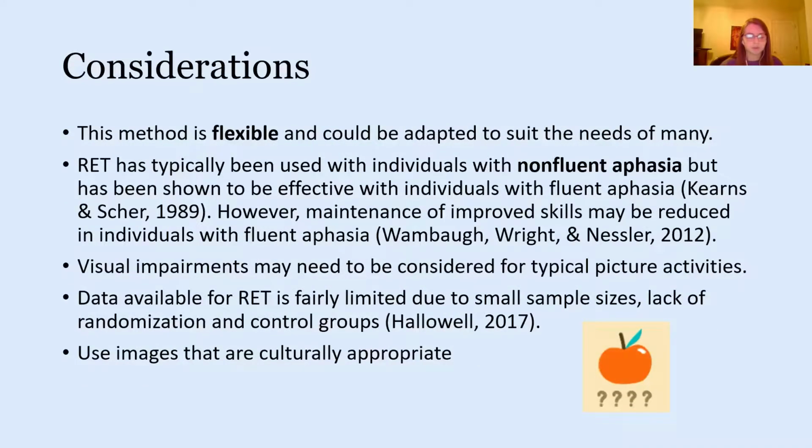This method is flexible and could be adapted to suit the needs of many. RET has typically been used with individuals with non-fluent aphasia, but has been shown to be effective with individuals with fluent aphasia. Visual impairments may need to be considered for typical picture activities. It's important to make sure the image is large enough and is placed in the visual field of the person with aphasia. Data available for RET is fairly limited due to small sample sizes, lack of randomization, and control groups. It's also important to make sure that images selected for therapy are culturally appropriate.